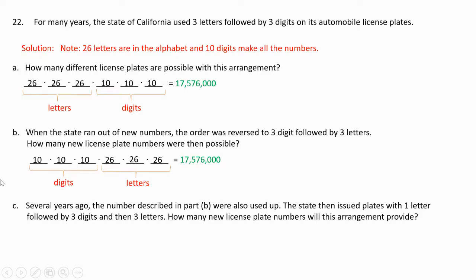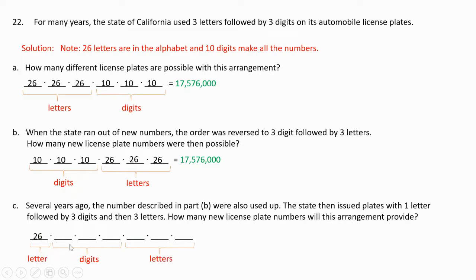Now for part C. 7 years ago, the numbers described in part B were also used up. The state then issued a plate with one letter followed by 3 digits and 3 letters. So there's my letter followed by 3 digits followed by 3 letters.